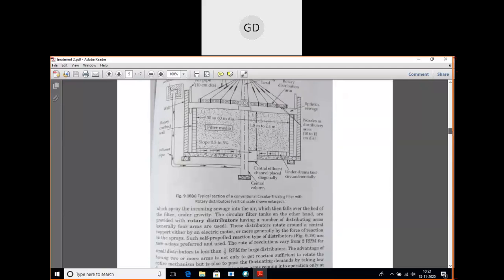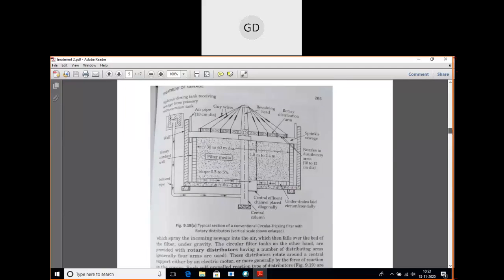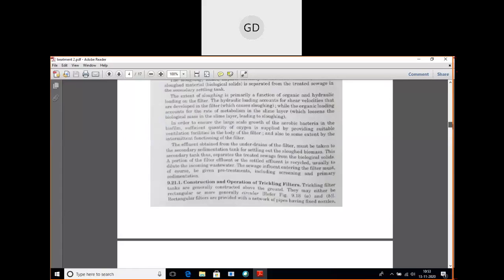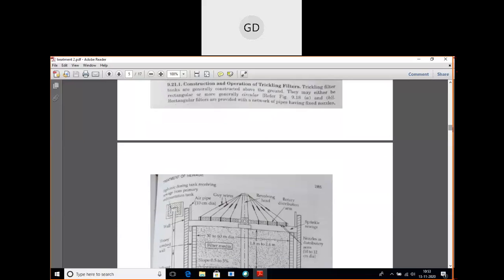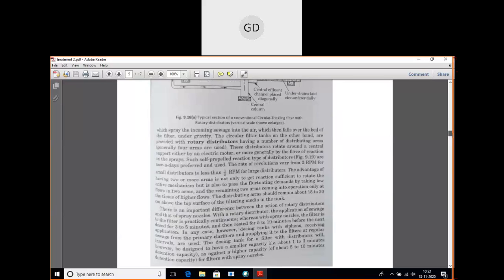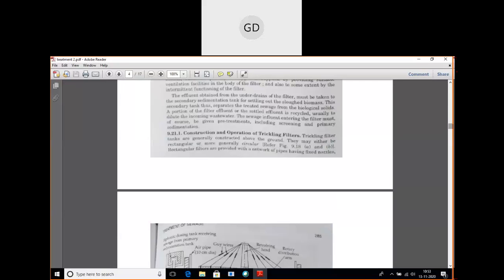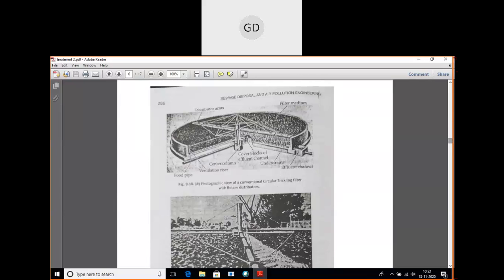Okay, so this is a typical section, just now you saw in the video, okay? So it looks like this, if you draw. This constructional and operational aspect of trickling filters, you go through by yourself, okay? How it works, everything is written here, you go through this. Okay, this is a diagram you see. Just now you have seen.